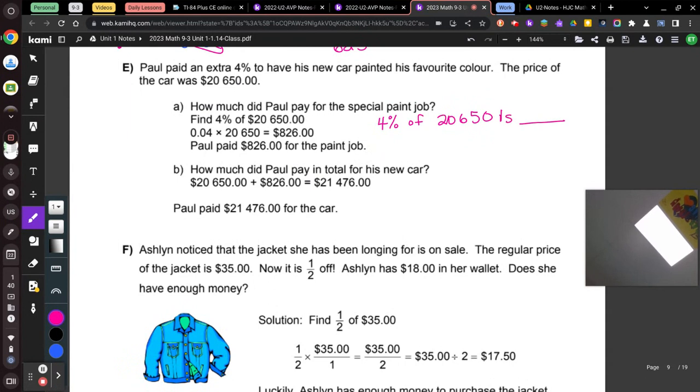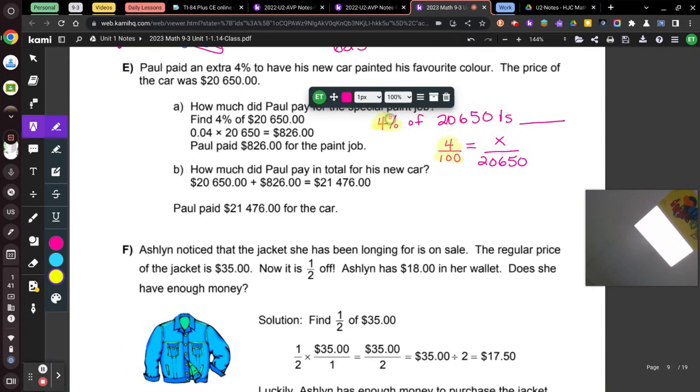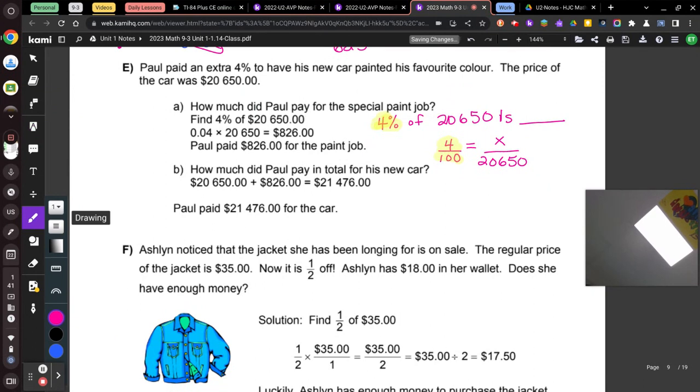Is what? So we have 4 over 100 equals X over 20650. The number in the middle is always the bottom number of your second fraction, because your first fraction is always your percentage. Okay, so your first fraction is always the percent. Then we just got to cross multiply. So now we find the numbers that are diagonal. These guys are diagonal. We multiply them and divide by the number left over.